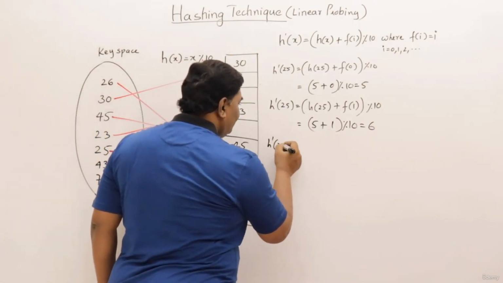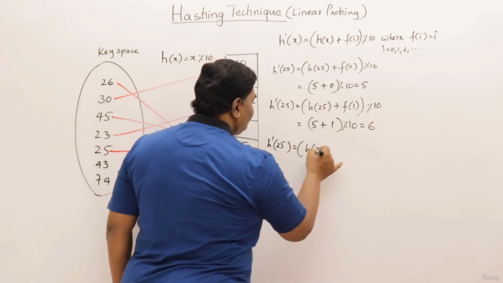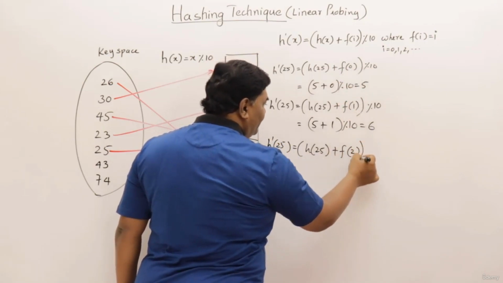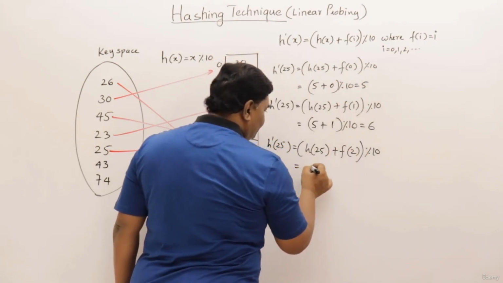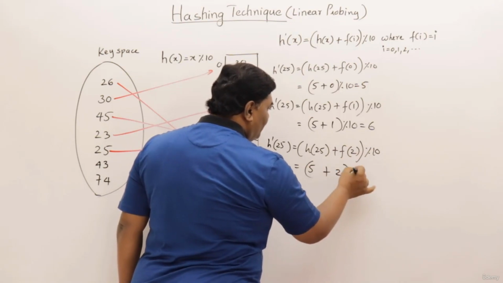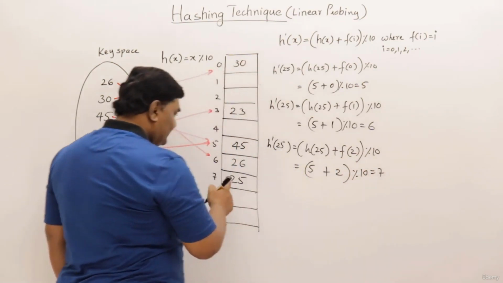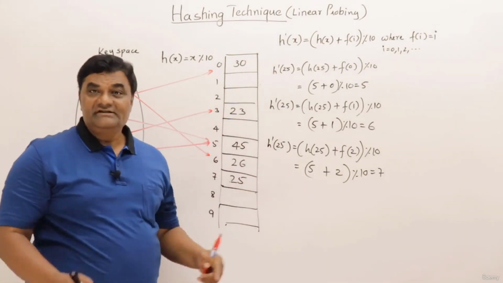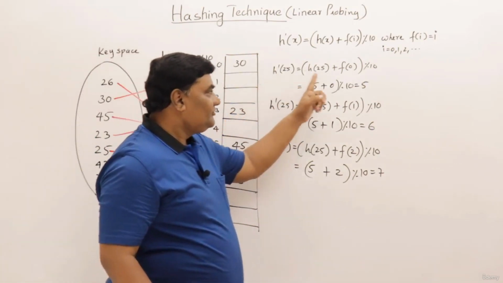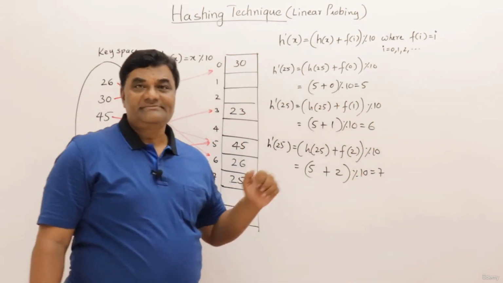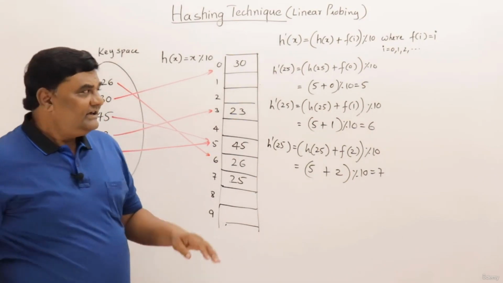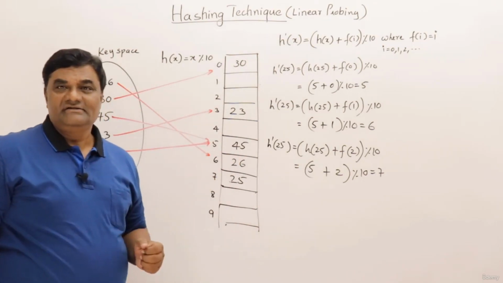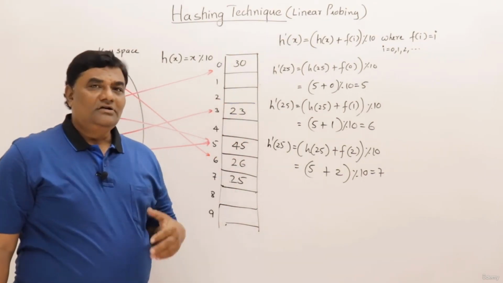Then h'(25) is h(25) plus f(2) this time. f(0), f(1), then f(2), mod 10. This is 5 plus 2, mod 10 is 7. Yes, check at 7. There is no collision, so we store it. This is how the function is computed more than one time. First time collision, second time collision, third time we got a space. So instead of following that function step by step, I just said store it at the next free space. That's what the function is saying.